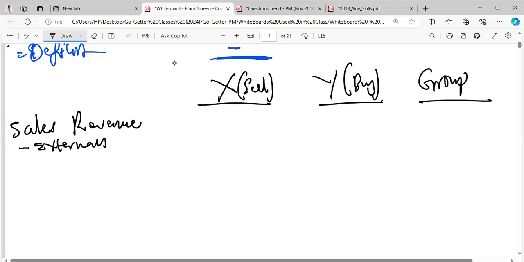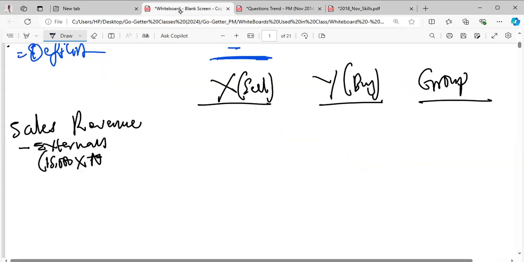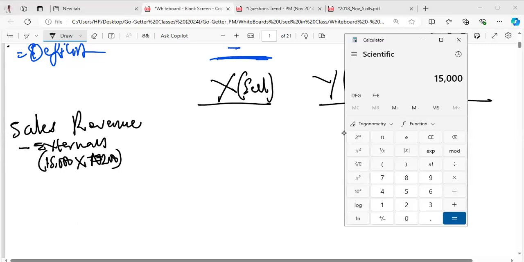External. So you're selling 15,000 units to external at the market price of how much? Market price is 200 naira. 15,000 times 200 naira. How would that be? So this is 15,000 times 200 naira. That will give you 3 million.